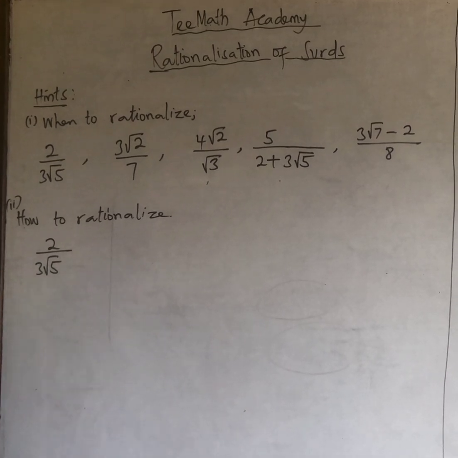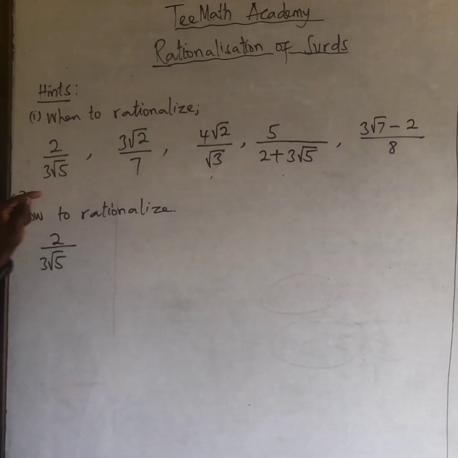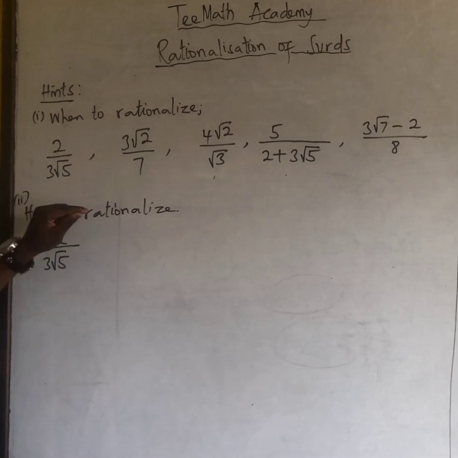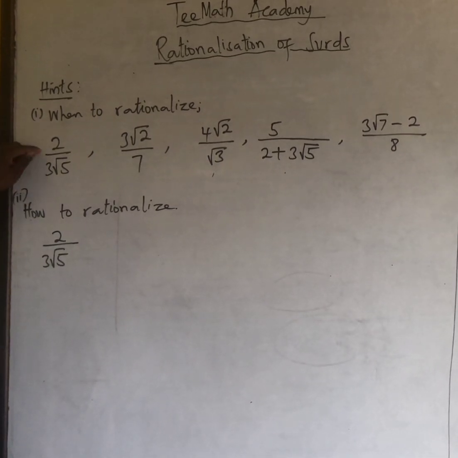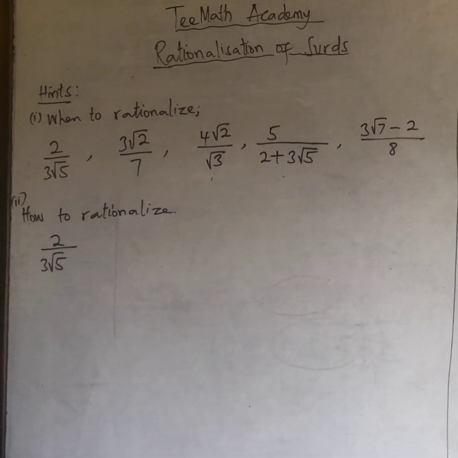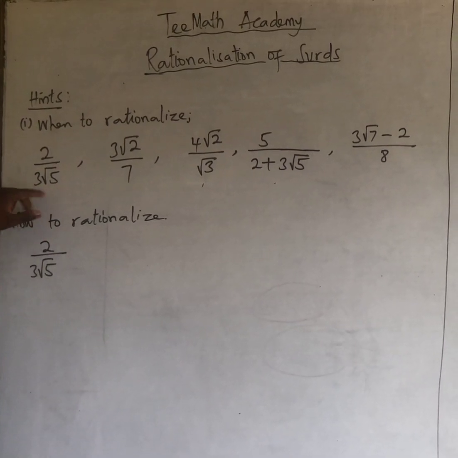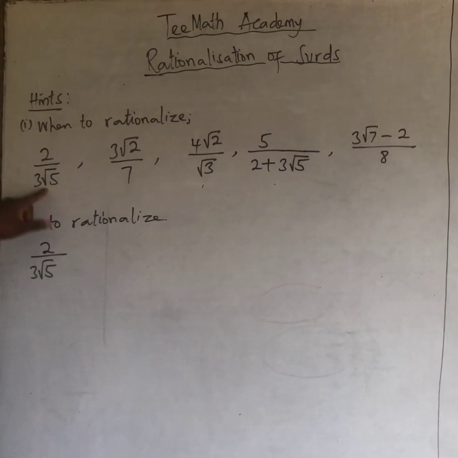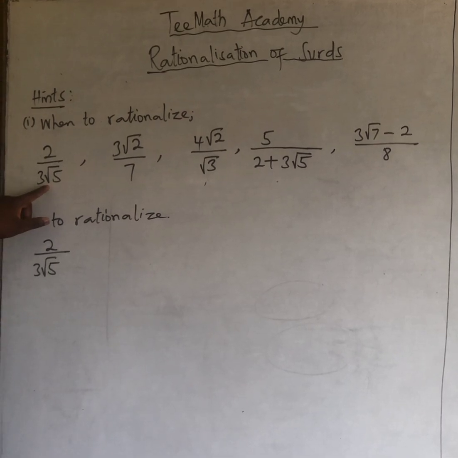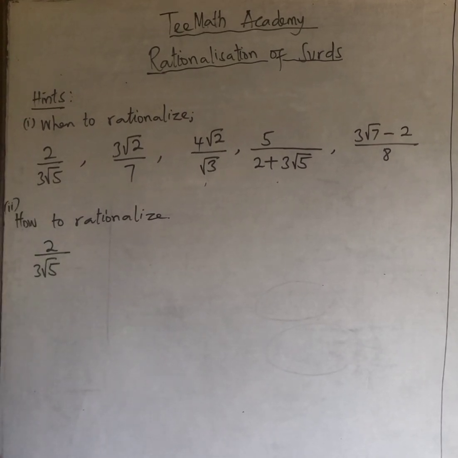Firstly, when do we rationalize? We rationalize whenever the denominator of an expression is in surd form. When you solve a mathematical problem and the denominator of your answer is in surd form, you have to rationalize. You must not leave your answer in that form.